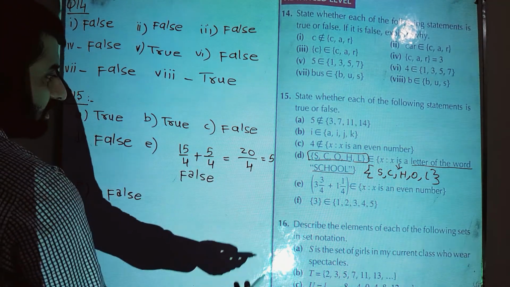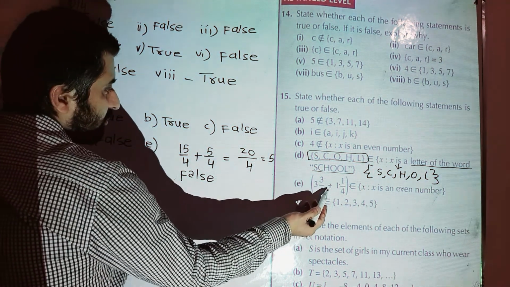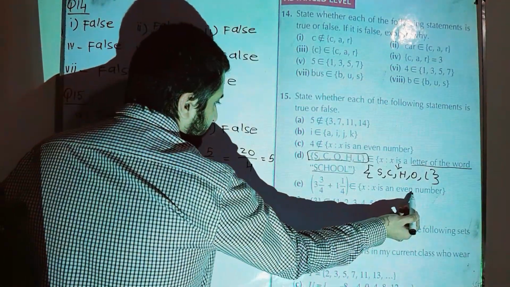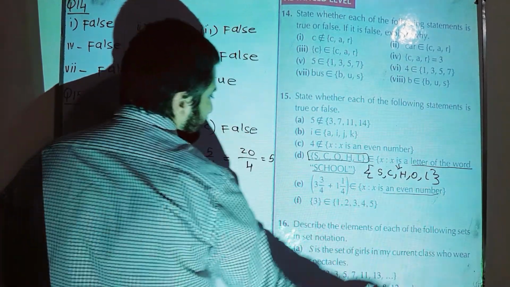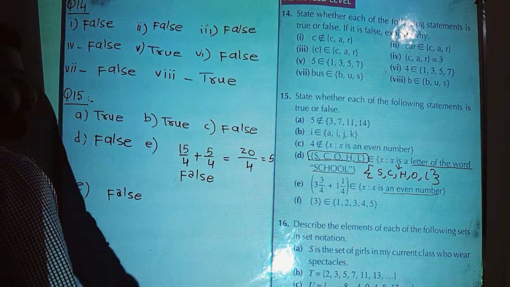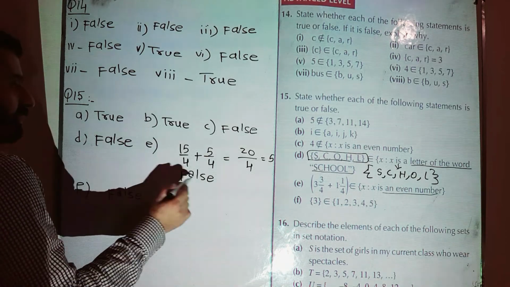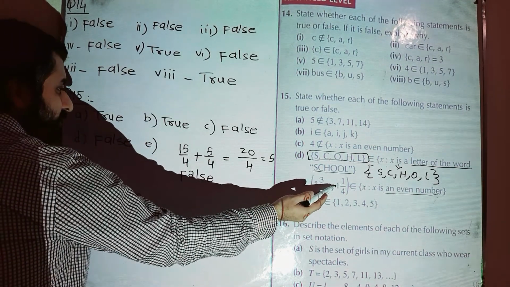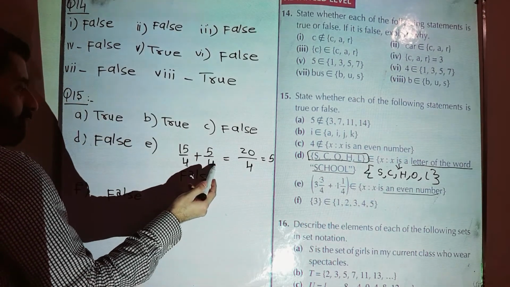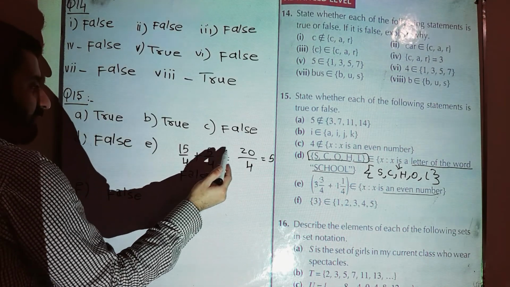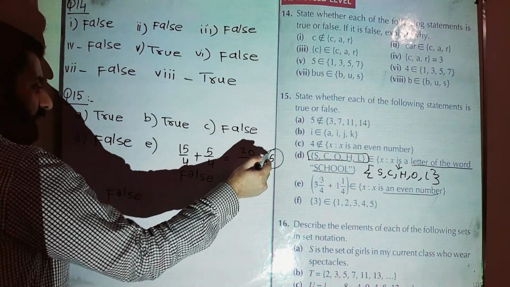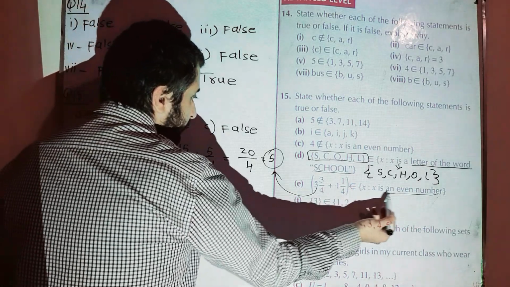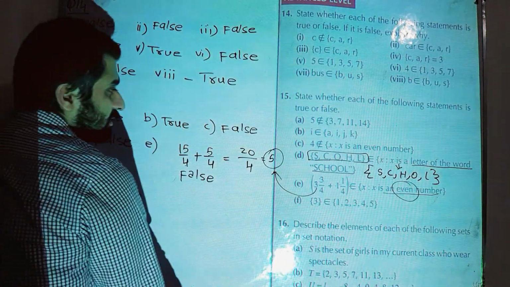Next is part number E. We have 3 whole 3 by 4 plus 1 whole 1 by 4. That is an element of a set which is a set of even numbers. Let's simplify it. 4 threes are 12 plus 3 is 15 by 4, plus 4 ones are 4 plus 1 is 5 by 4. 4 will be taken as LCM. 15 plus 5 is 20 by 4, which will give you 5. The answer for this one is 5. And is 5 an element of a set having even numbers?